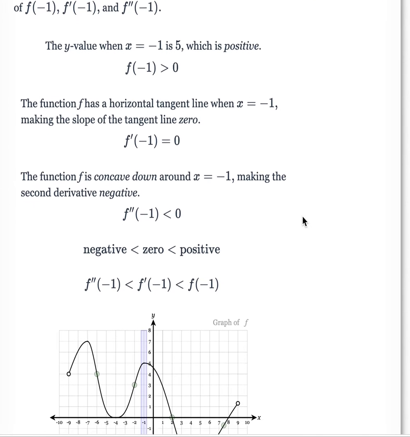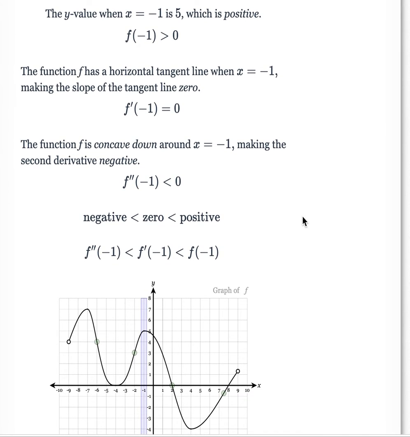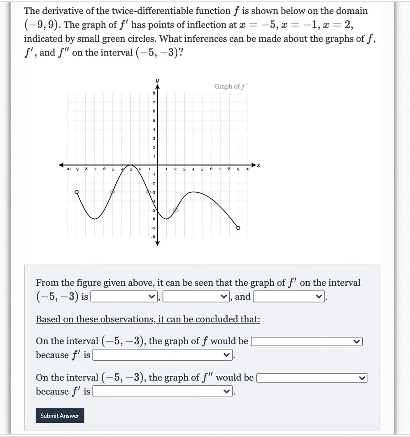Okay? Here is Delta Math's explanation of what I just said out loud. This was the correct answer that I'm circling now. So for the fourth and fifth examples, we're going to really have to analyze and think about and move between the graphs of f and f prime.